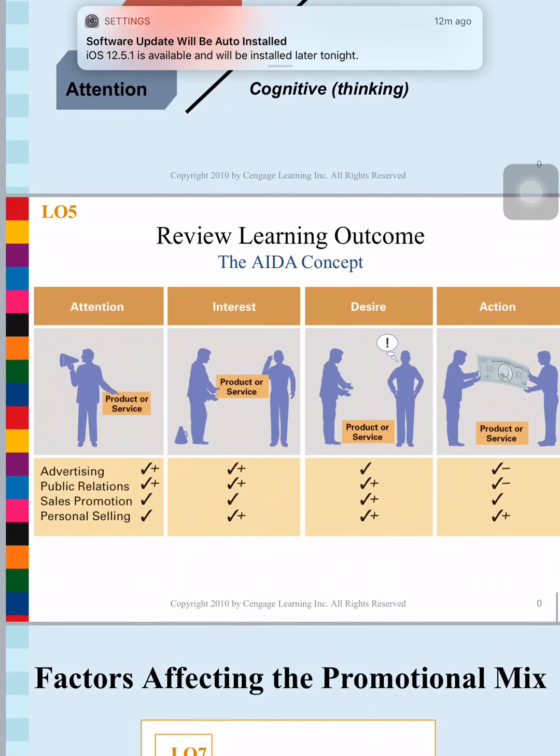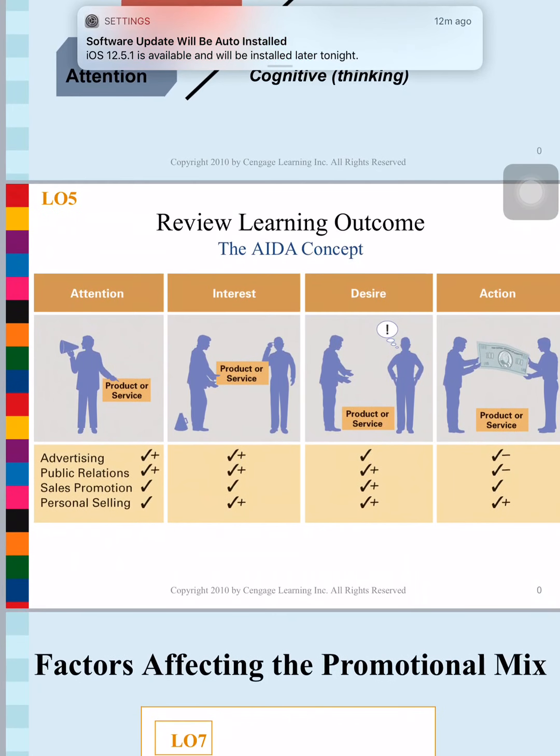Okay, here it also shows that during the attention stage, for the product or service, they will do advertising. They will apply the promotional mix. Okay, this is the AIDA concept and its relationship with the promotional mix. So in this part, where attention is concerned, they will go for advertising and public relations. They want to introduce the products in the market, so they look for attention.